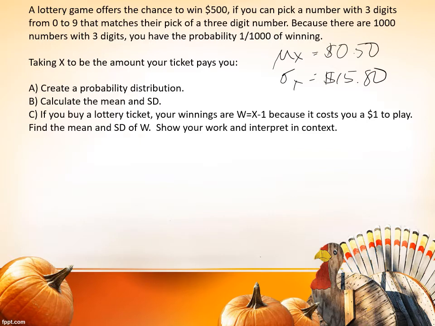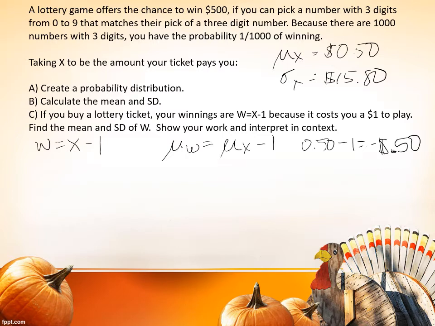It says if you buy a lottery ticket, your winnings are W equals X minus 1, because it costs you $1 to play. Find the mean and standard deviation of W, show your work, and interpret in context. So I know that mu of W is going to equal my mean of X minus my 1. In this case, I have 50 cents minus $1, which equals negative 50 cents. So this is my winnings mean.